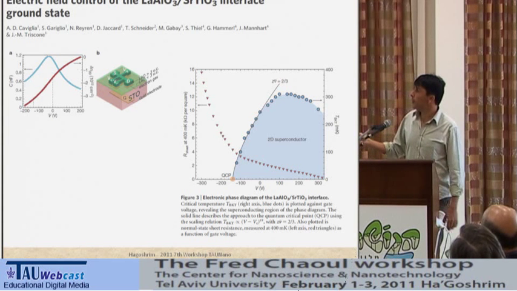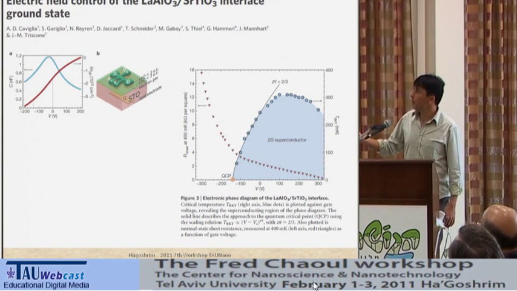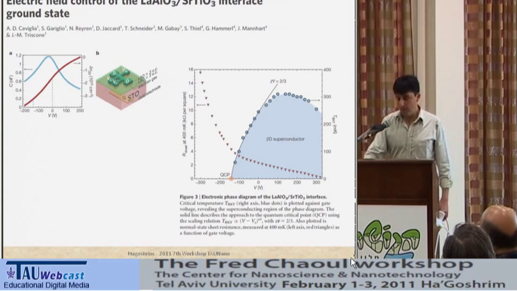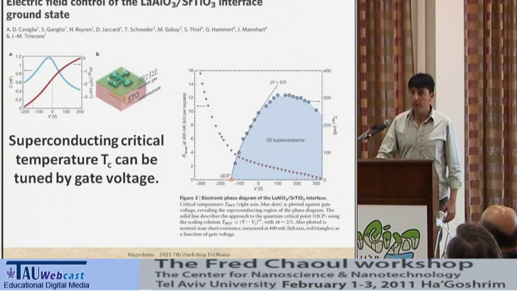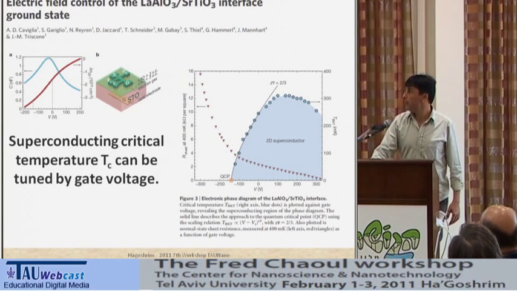Okay, and this is the geometry. There is a bridge, and this is the STO, and there is a gate on the bottom. This is rather thick, but the dielectric constant is huge. So the ground state basically can be tuned by gate voltage.